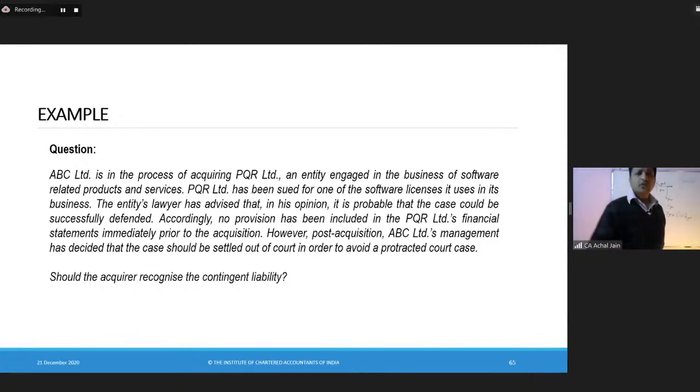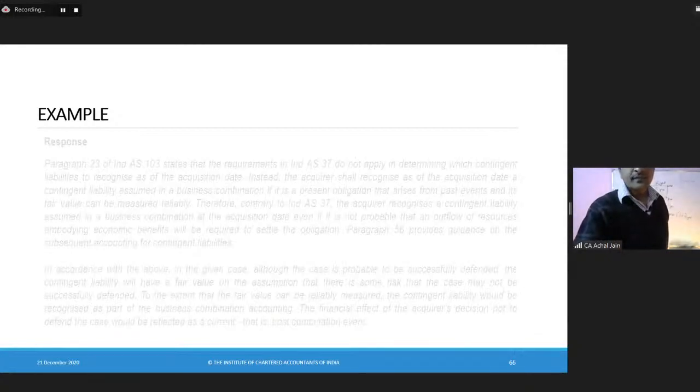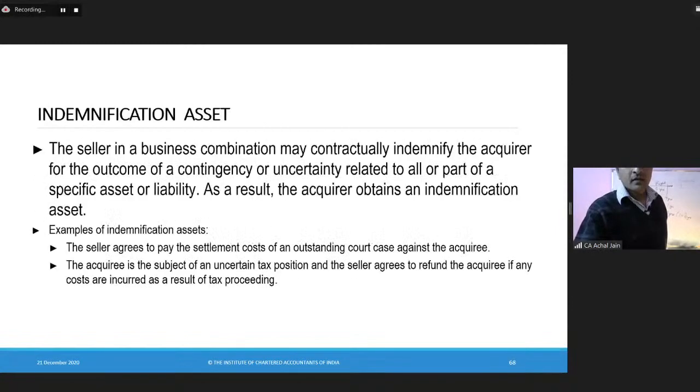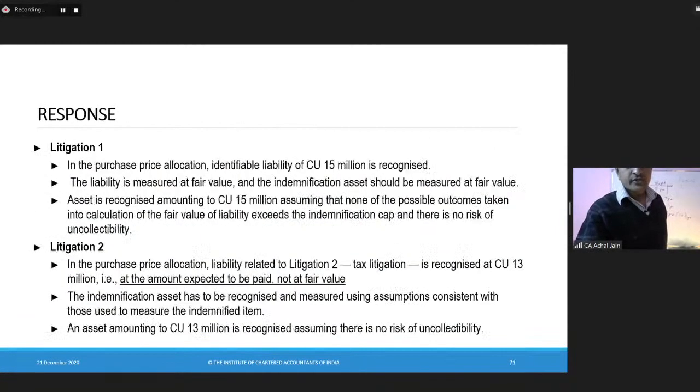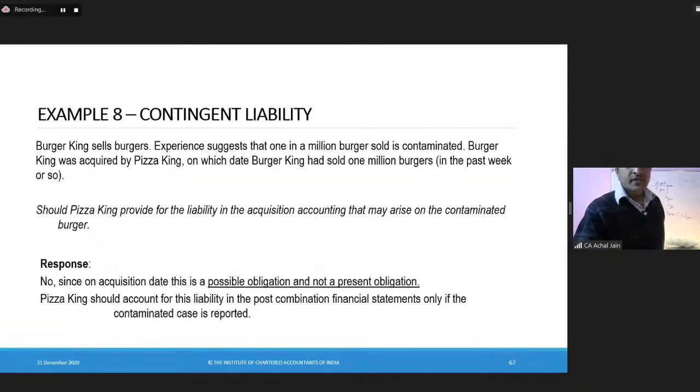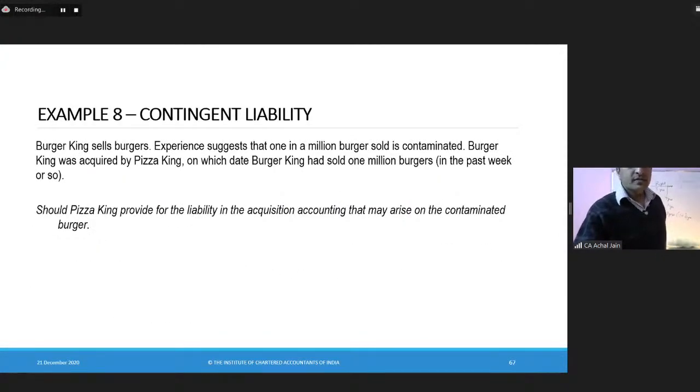Okay, so let's move on to the questions then. There were a few questions around contingent liabilities, which I think we can definitely have a discussion on. Now, very simple question once again for you, and it's all about the exceptions.